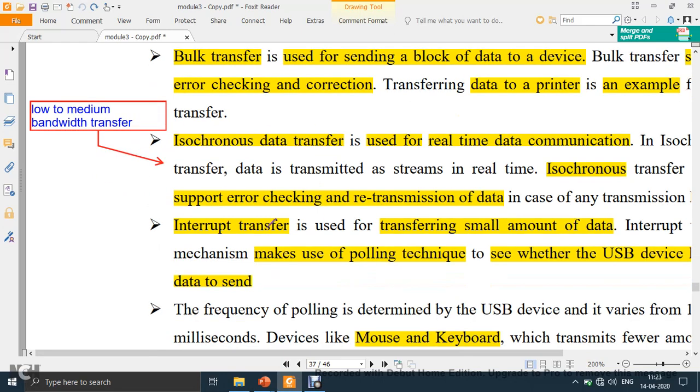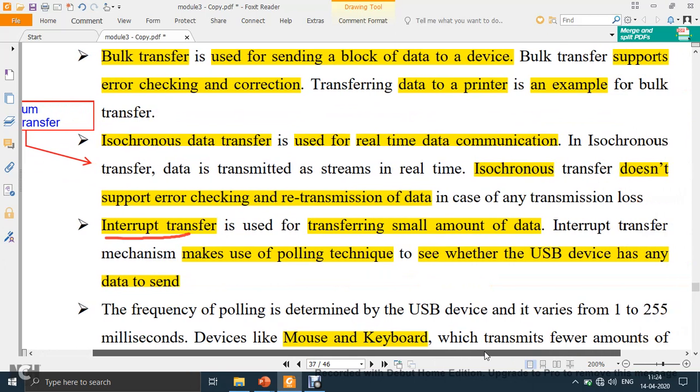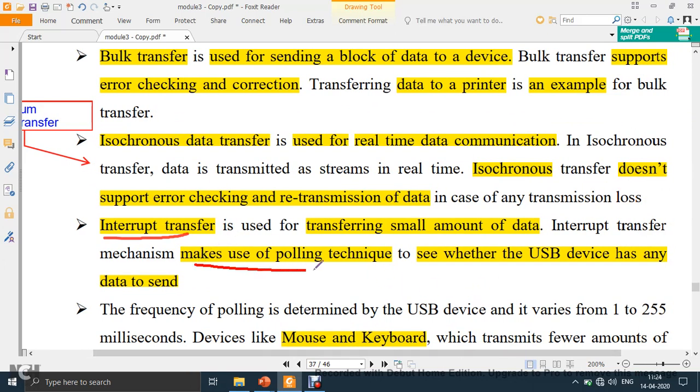And the last one is interrupt transfer. It is used for transferring a very small amount of data, and it makes use of the polling technique. Polling means, suppose there are 10 lines, you will not keep all the 10 lines active. Instead, in a cyclic manner, you will check one line after the other.